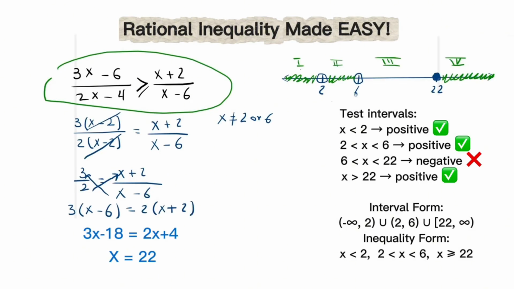And therefore, our final solution in interval form, we shade between negative infinity to 2, and between 2 and 6, and between 22 to infinity. Make sure that 22 has a square bracket because the 22 is included. And we don't have square brackets around the 2 and the 6 because they are not part of the solution. They are non-permissible values. So 2 is not included in the solution and 6 is not included in the solution. If you want to write it in inequality form, then you just say x has to be less than 2, or x has to be between 2 and 6, and x has to be greater than or equal to 22.